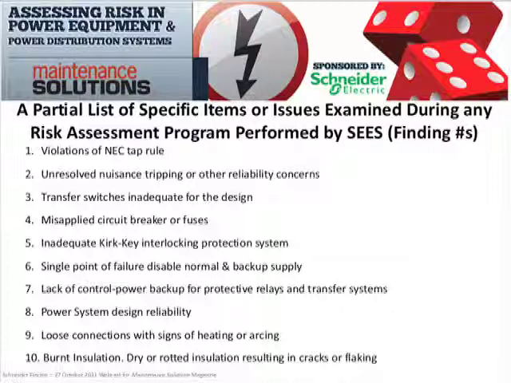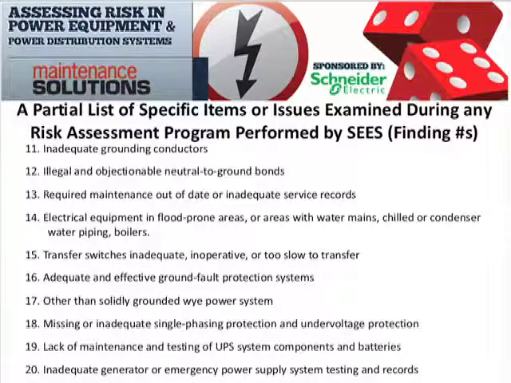Number 11 through 20. Inadequate grounding conductors. In many cases, specifically in older installations and including current installations in certain parts of the United States, the conduit is allowed to be used as the bonding and grounding means.